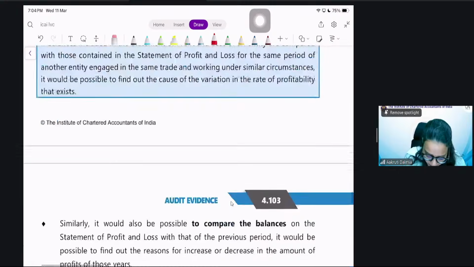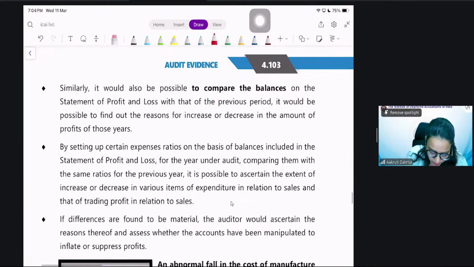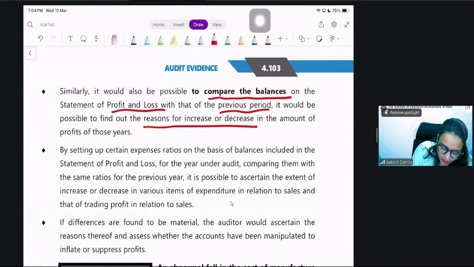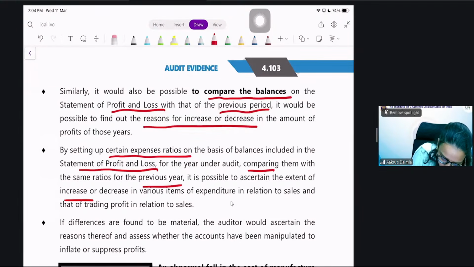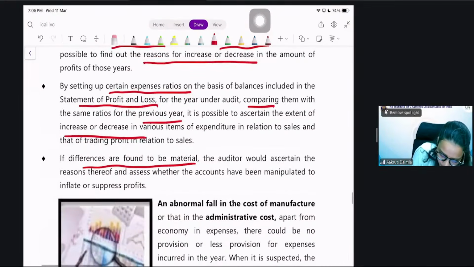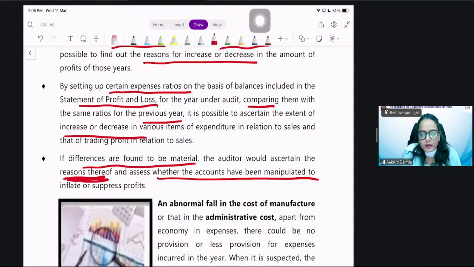So a lot of examples are given. We'll go through a few things. It would be possible to compare the balances on P&L with previous periods so that you can find reasons for increase or decrease. You can check certain expenses ratio in balance sheet and you can compare them with previous period and you can see if there is any increase or decrease. If differences are found to be material, then you have to find the reasons and whether accounts have been manipulated.